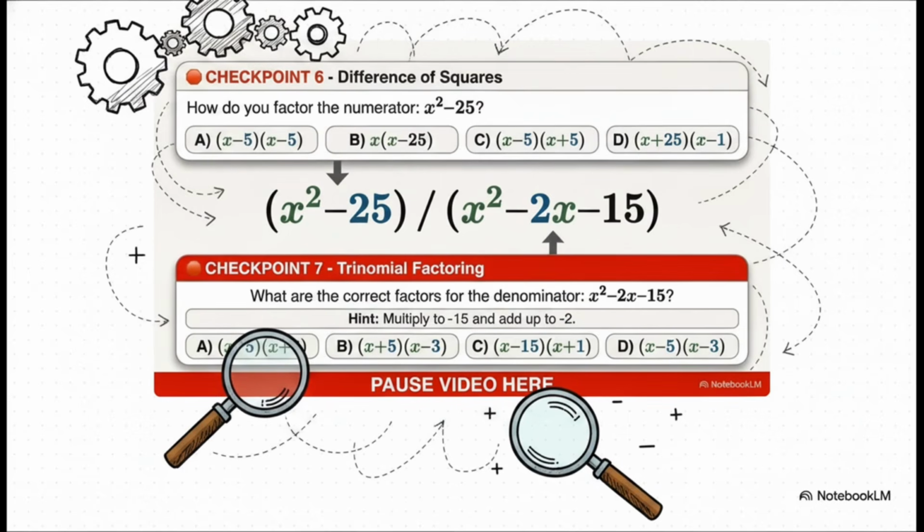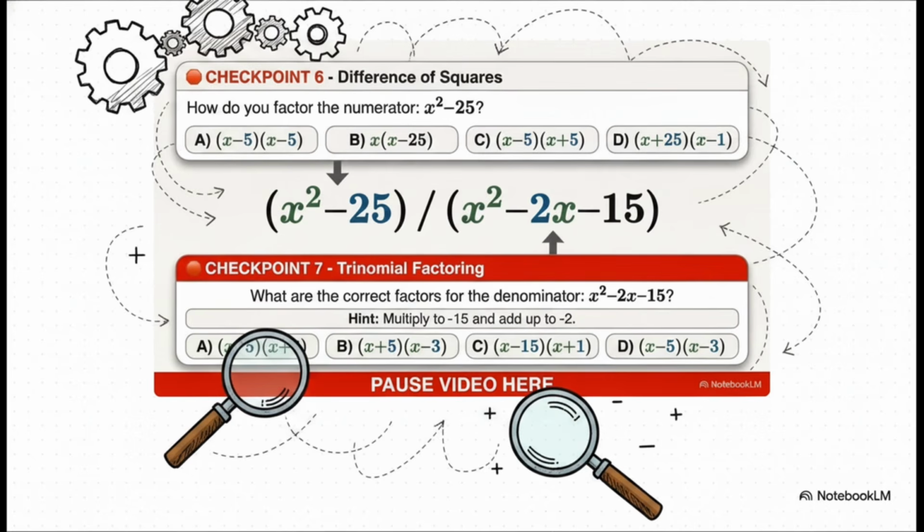I-test natin ang inyong final boss skills. Here are checkpoints 6 and 7. Para sa number 6, i-factor ang numerator na x squared minus 25 gamit ang difference of squares tool. Para sa number 7, carefully factor the denominator, x squared minus 2x minus 15. You will need two numbers na magmumultiply sa negative 15 at mag-a-add sa negative 2. Double-check your plus and minus signs kasi medyo tricky yan.